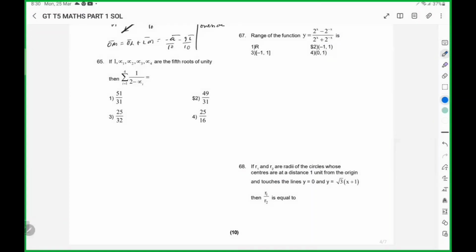Where alpha are the fifth roots of unity. So x power 5 is 1. X power 5 minus 1 I can write as (x minus alpha 0)(x minus alpha 1)(x minus alpha 2)(x minus alpha 3)(x minus alpha 4), which is x power 5 minus 1. Take logarithms on both sides.